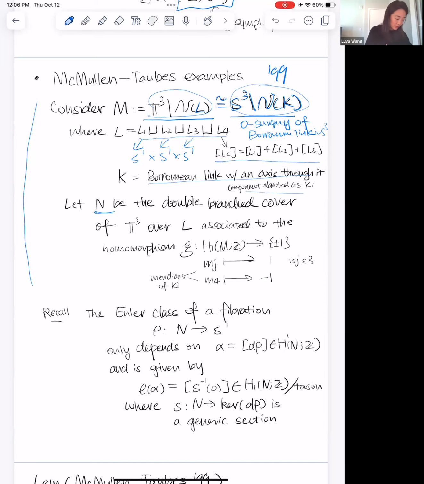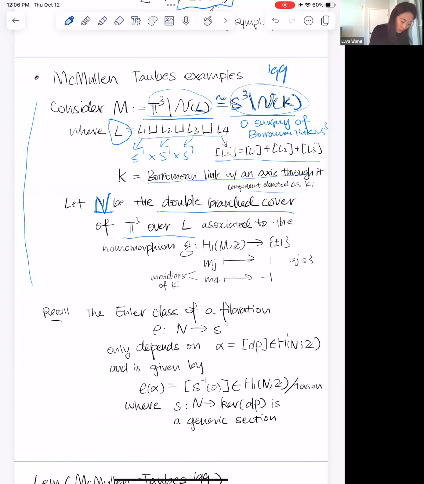Okay, how I want to construct this manifold N is that N is a double branched cover of your T3 over L, associated to the homomorphism that maps the first three meridians to 1, and the fourth one to -1. And in particular, this N has a fibration over S1. So this is a three-manifold. You have a fibration over S1 induced by the fibration of T3 over S1, because you're doing a double branched cover over a link that's transverse to all the fibers of T3, which is T2.